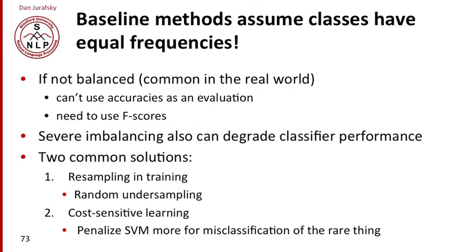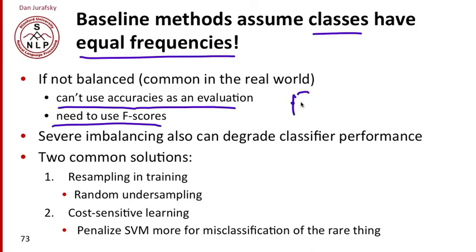We made some simplifications in the baseline method we gave for sentiment classification. We assumed that the classes, positive and negative, occurred with equal frequency. And that's, of course, not usually true in the real world. And it turns out that when the classes are not balanced, we can't use accuracy as an evaluation. The F-score can deal well when evaluating classes where there are many more positive than negative, or maybe many more negative than positive reviews.